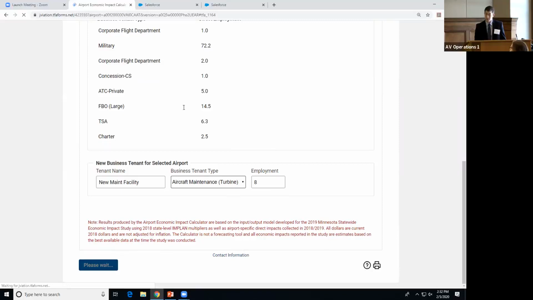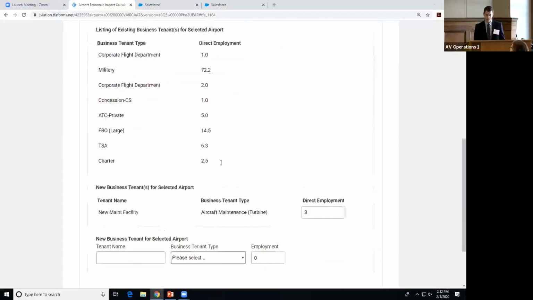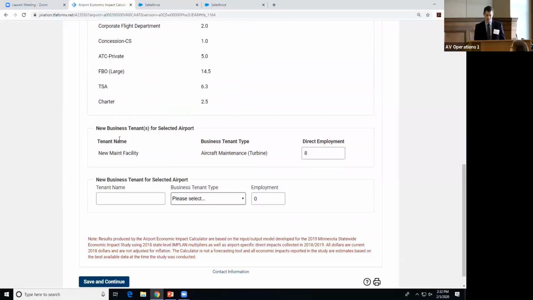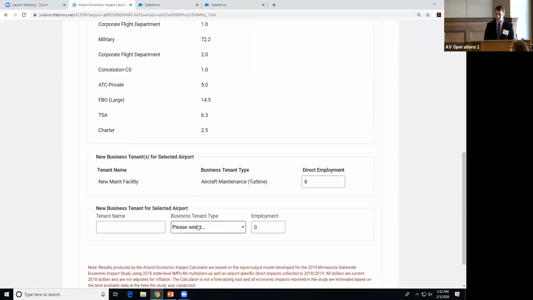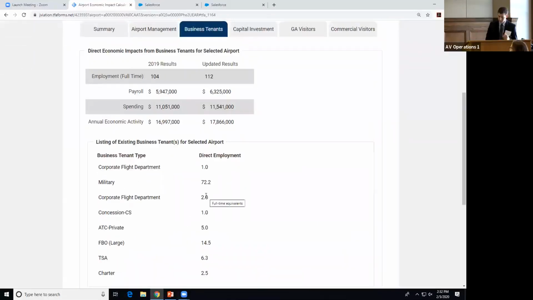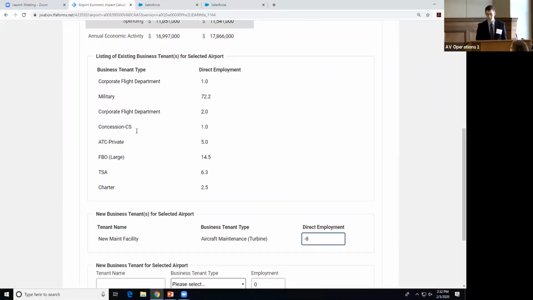This page is a little bit slower than the other pages. There's a little bit more going on behind the scenes. So now we have our new business tenant added here below our existing tenants, exactly as you entered it. And you can add as many tenants as you like for your airport. It does also have the capability to accept negative numbers. So if you wanted to, if one of these existing tenants is going away, you can account for a loss in a tenant.